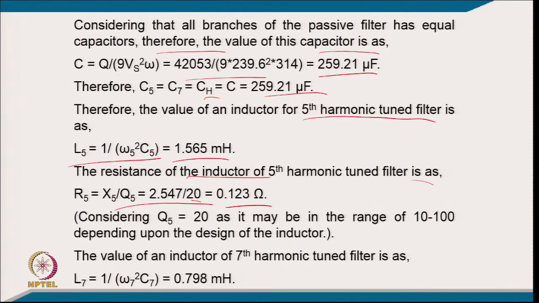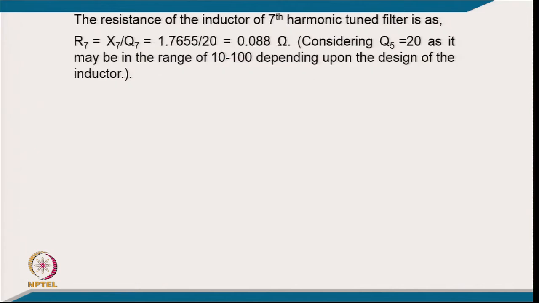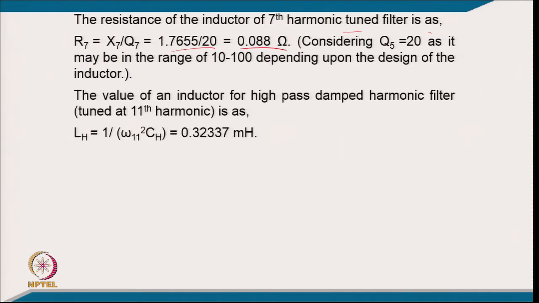3 ohm, and the value of the inductor for the 7th harmonic from the tuning relation comes 0.798 millihenry, and the resistance for the 7th harmonic order is again from X7 by Q7. So, from the quality factor it comes 0.088 ohm, considering Q5 equal to 20, as it is in the range of 10 to 100 depending upon the design of the inductor.